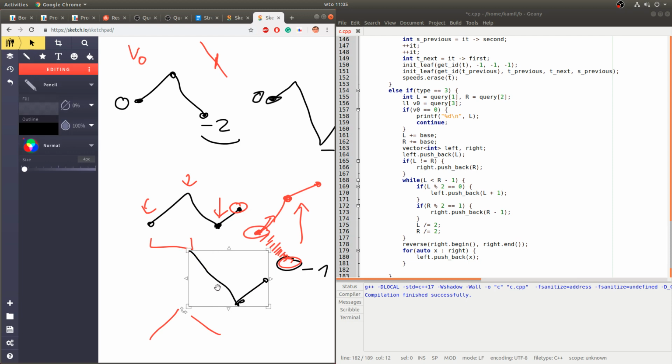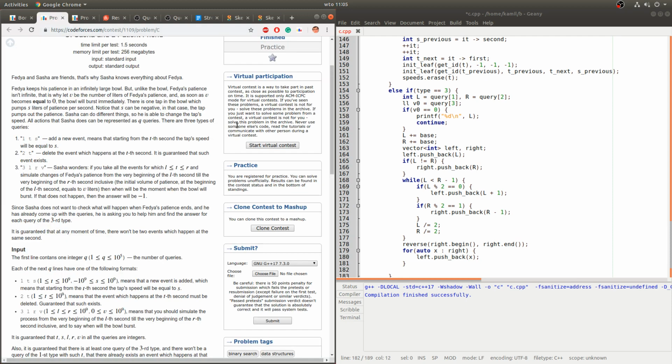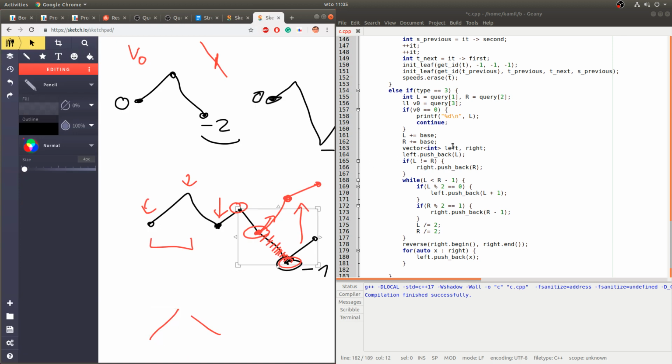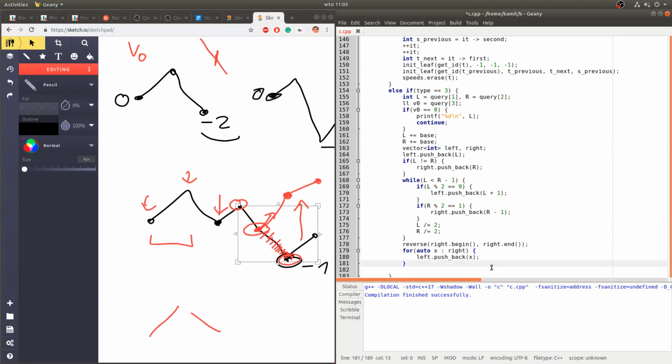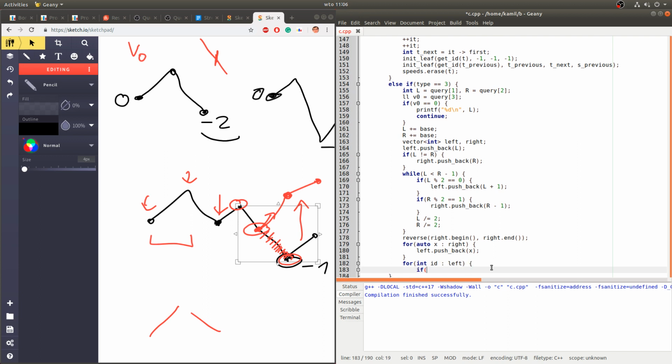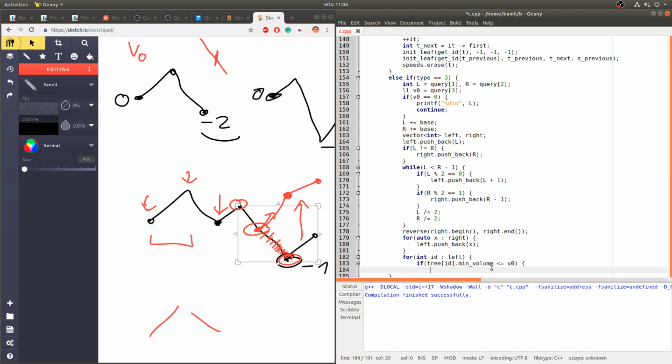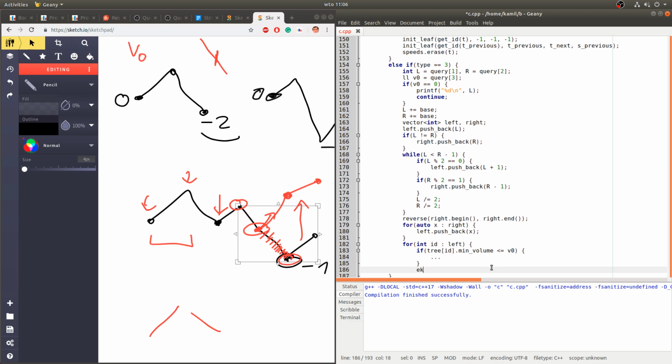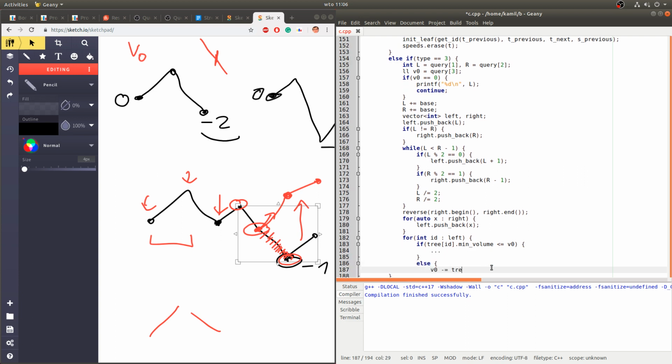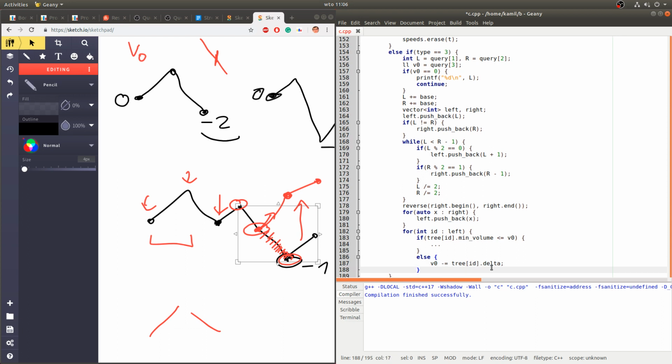How to move it? I can't. Let's leave the drawing open. For everything on that list now, if tree of ID mean volume is smaller or equal v0, then from this vertex we should go down. Otherwise, v0 minus equal tree of id delta, because we know that this segment decreases volume by something.